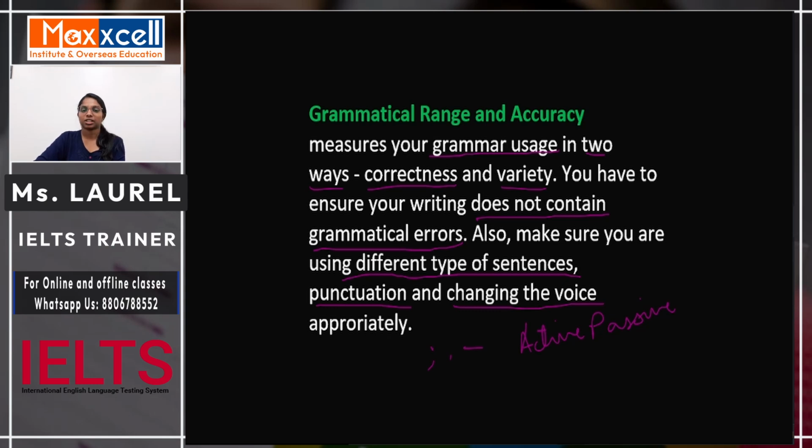Now, the misconception is that we have to write all complex sentences. No. You have to create a variance in your writing. You have to show them a variety. So you're going to use simple as well as complex sentences. You're going to use all the different types of punctuation. You're also going to use both active as well as passive voice.